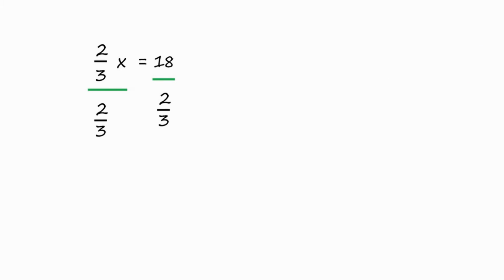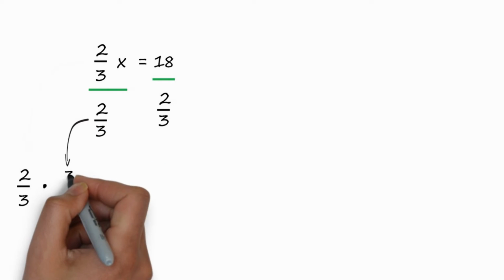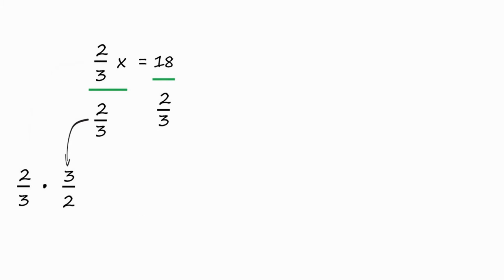To divide 2/3 by 2/3, let's take the first 2/3 and write it on the side. Then the rule for dividing by fractions is called invert and multiply. So we're going to multiply by the bottom fraction flipped over, 3/2. And we have x. Now we have, on the other side, 18 divided by 2/3.